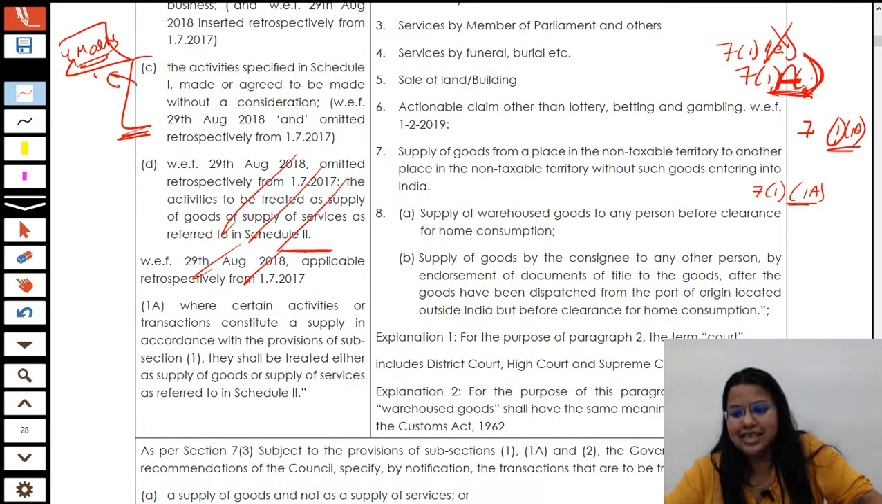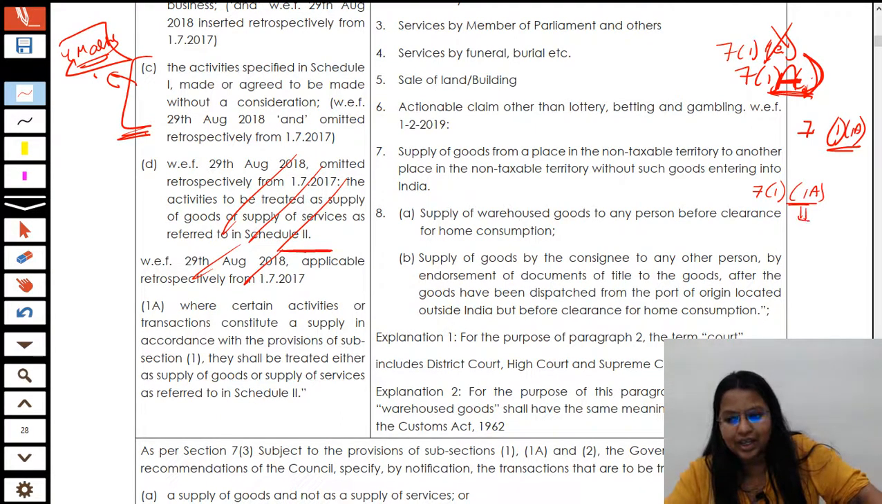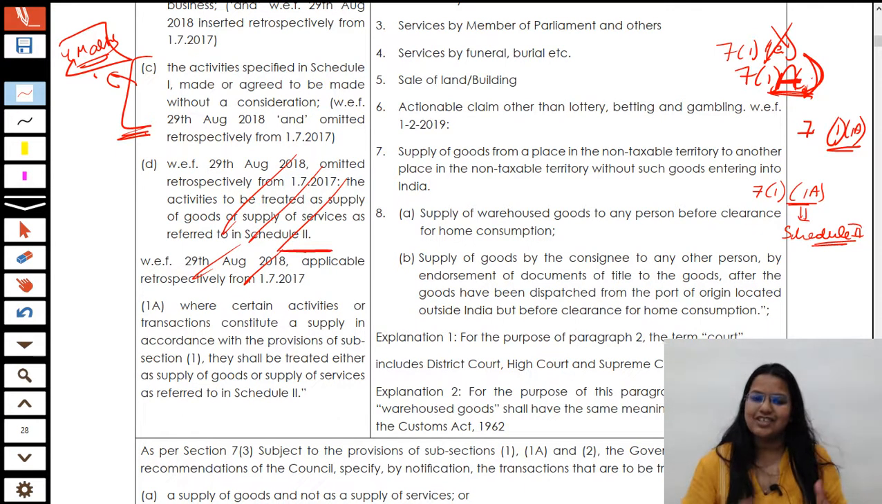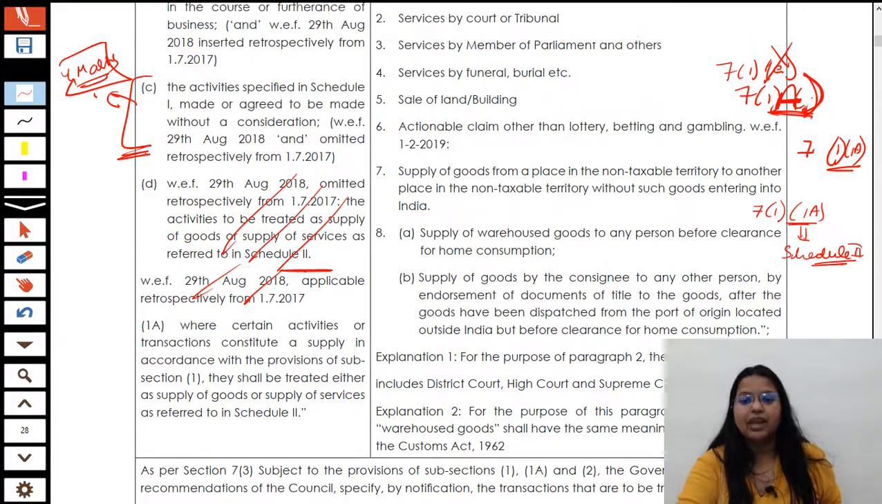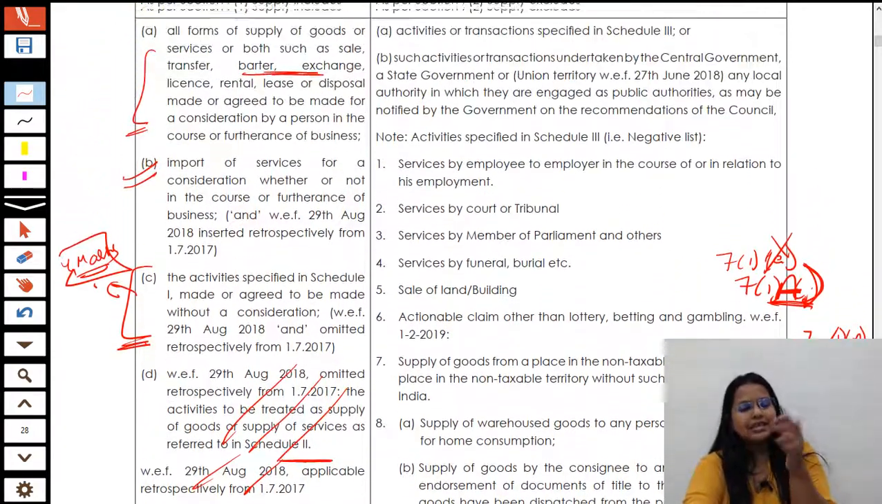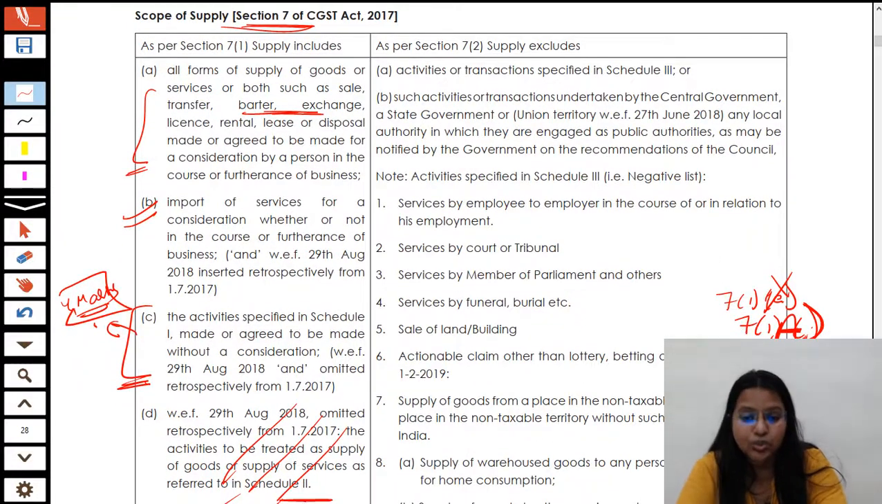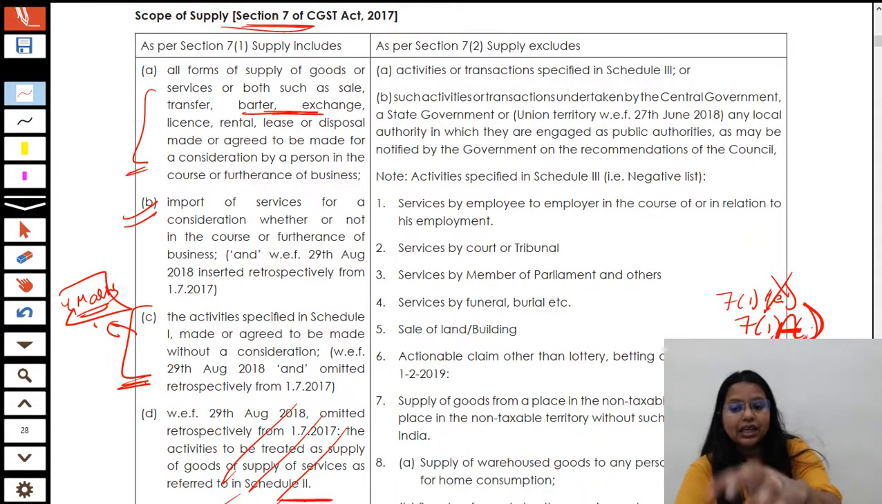Okay, so in section 7 subsection 1 clause 1A, they included schedule number 2 of the CGST Act 2017, which specifies these activities should be transacted as supply of goods or supply of services. I hope you got my point now. So now what is the exclusion point? That is section 7 subsection 2. So students, section 7 subsection 2 basically includes 2 points.